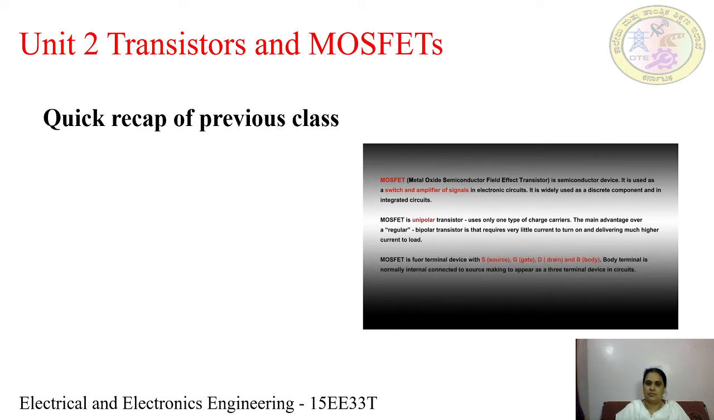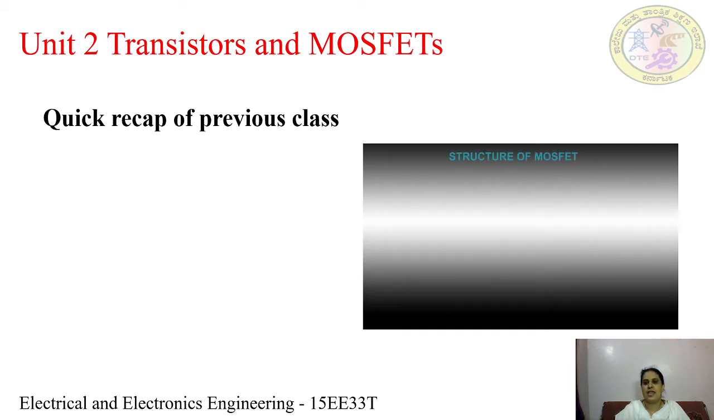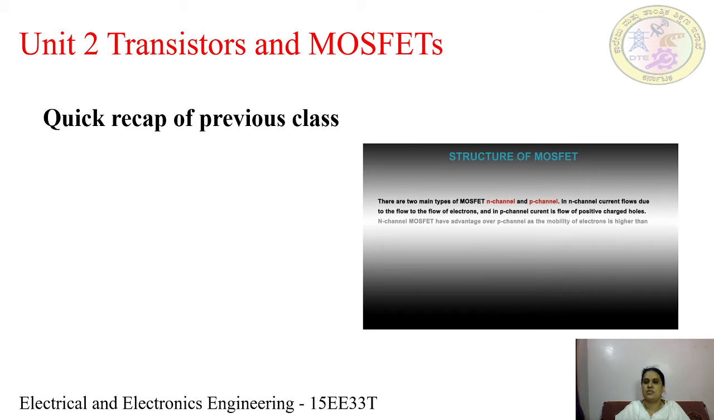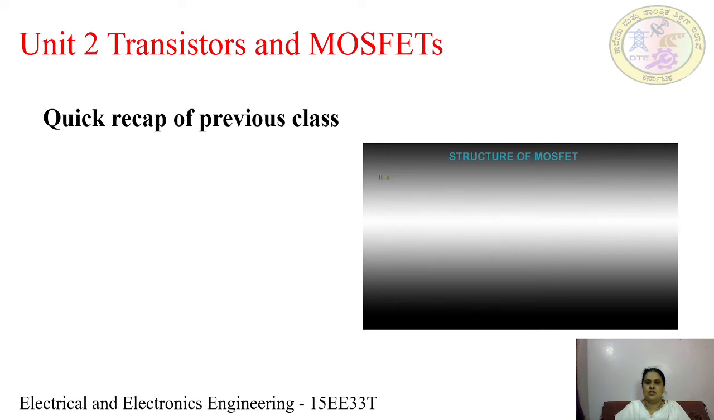In MOSFETs, the operation is unipolar, that is, only one type of charge carrier helps in the flow of current. Based on unipolarity, we have the N-channel MOSFET and the P-channel MOSFET. In the P-channel MOSFET, the current flows due to holes, and in the N-channel MOSFET, the current flows due to electrons. So we will study the structure of the N-type enhancement mode MOSFET.